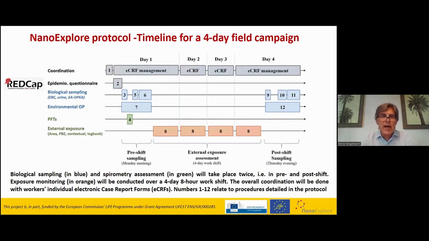This slide summarizes the timeline for a four-day field campaign: the biological sampling in blue and the spirometry assessment in green will take place twice, pre and post shift. Exposure monitoring in orange or pink, I don't know, will be conducted over a four-day, eight-hour work shift. The overall coordination will be done with workers' individual electronic case report form, and the numbers reported in the picture relate to the specific procedures and studies adapted for the section of the protocol.